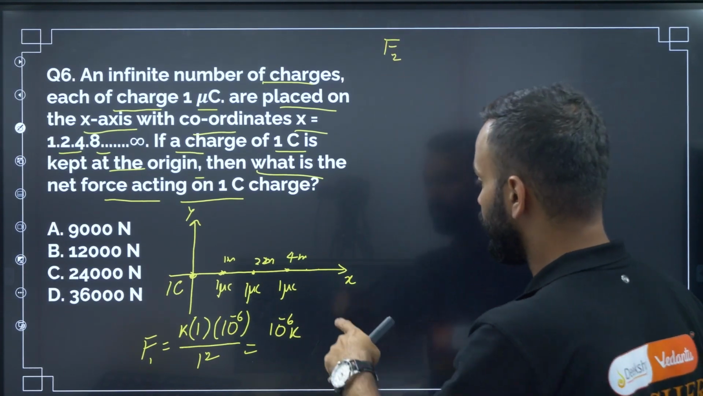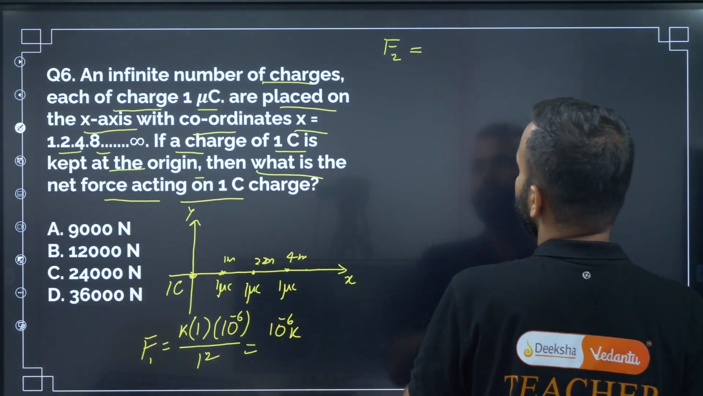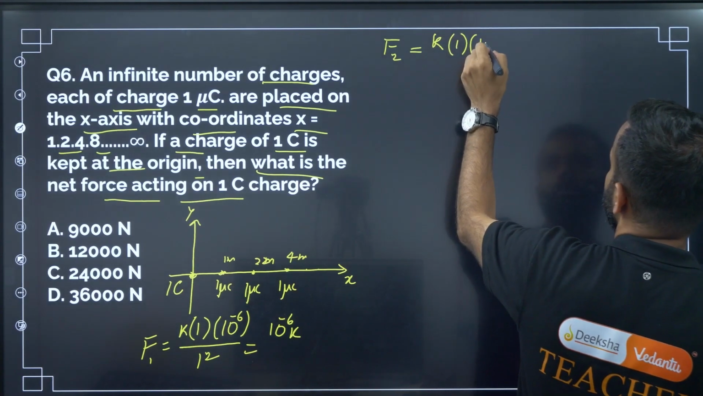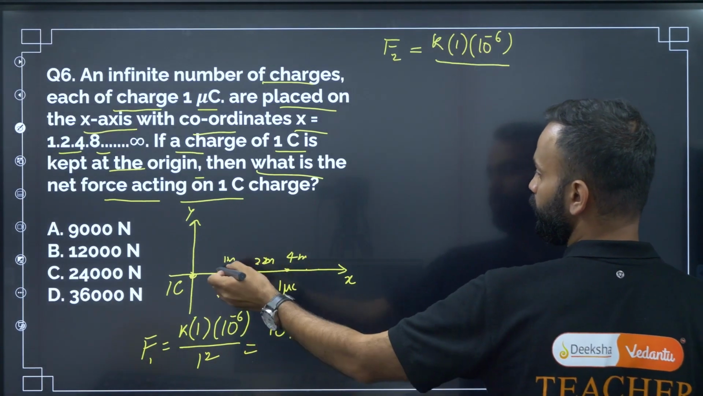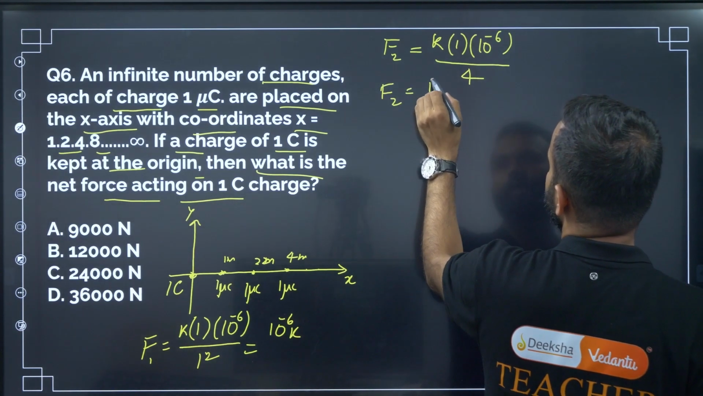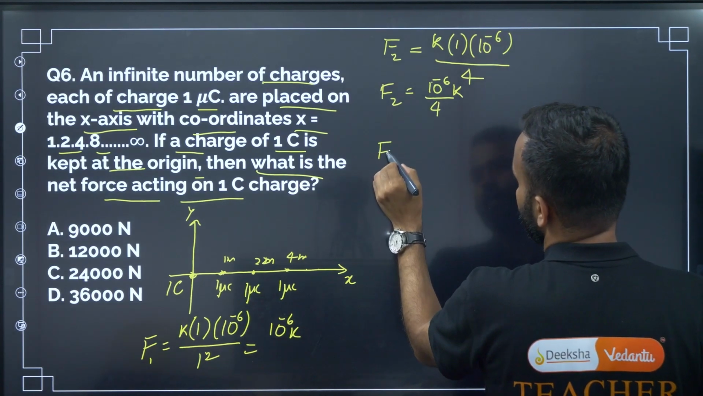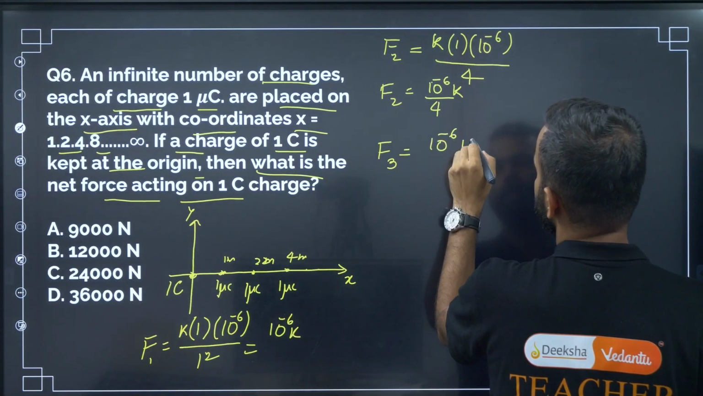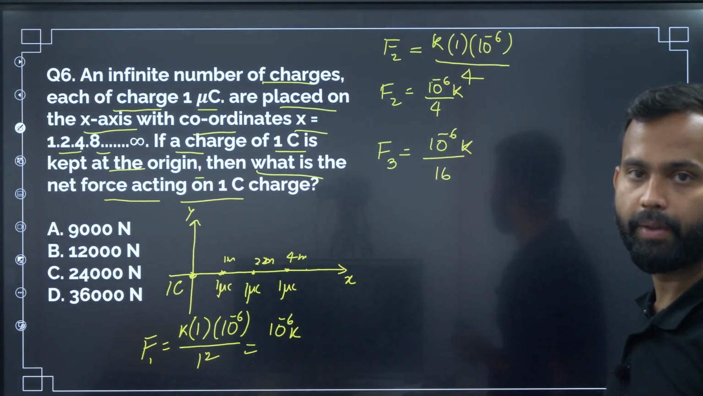Let's find F2, that is the force on 1 coulomb due to 1 microcoulomb at 2 meter, which is lying on the x-axis. So F2 is equal to K into 1 coulomb into 1 microcoulomb, that is 10 to the power minus 6, divided by the distance between the origin and 2 meter, that is 2 meter only. So 2 square is 4. So now F2 is equal to 10 to the power minus 6 divided by 4 into K. Similarly, F3 follows the same method, and you will get 10 to the power minus 6 into K divided by 16. F4 is 10 to the power minus 6 divided by 64 and so on.